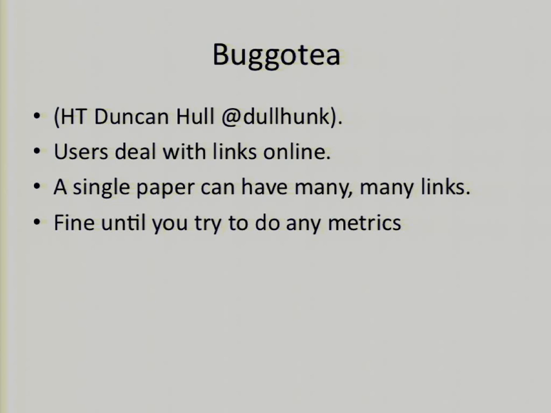And we've already discussed why URLs aren't brilliant. They're not persistent. Apart from anything else, any one paper could have dozens of different ways of getting to it, dozens of different URLs into the same paper. There's a classic way of showing the problem here, which is called Bugatea. It's this guy, Duncan Hull, where I first saw it anyway.